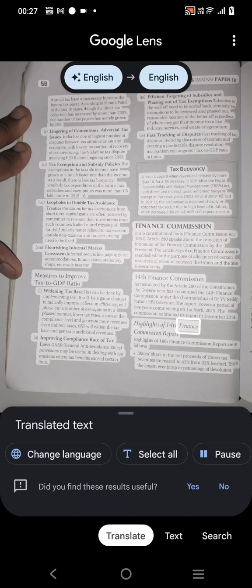Highlights of the 14th Finance Commission Report. Highlights of the 14th Finance Commission Report are as follows. States' share in the net proceeds of union tax revenues increased to 42% from 32% earlier. This is the largest ever jump in the percentage of devolution.